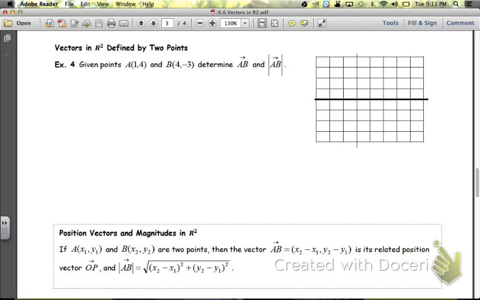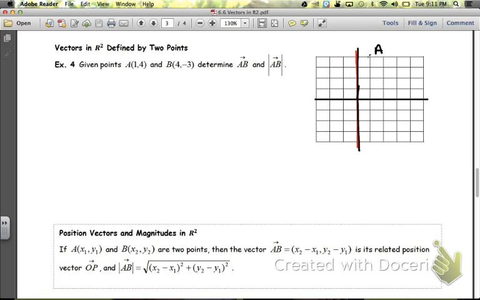So given the points A, which is located at (1, 4), and B, which is located at (4, -1), we want to determine AB and also the magnitude of AB. So first let's graph A and B. So A here, hard to see the axes there. Sorry, that should have been in red or black. Okay, so A is at (1, 4), so over 1, up 4. So this is our A.